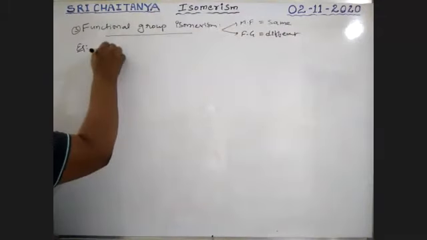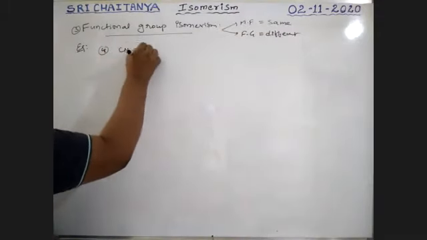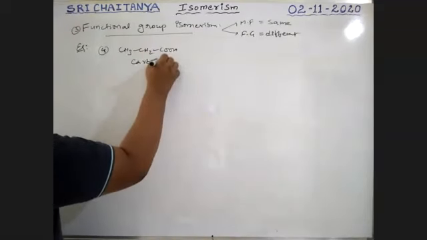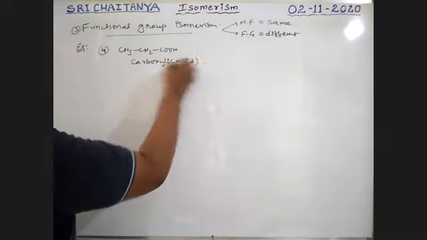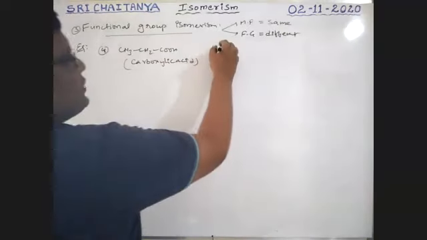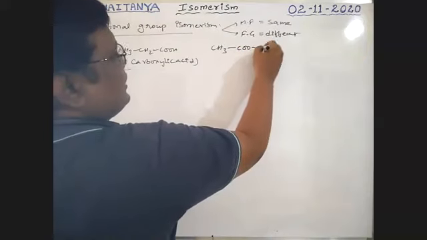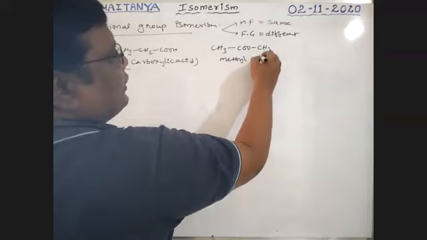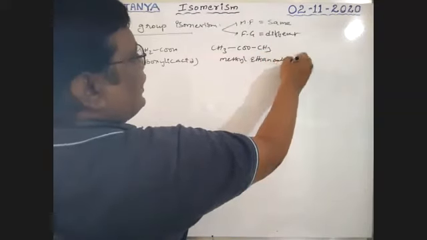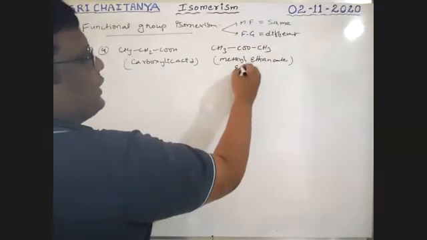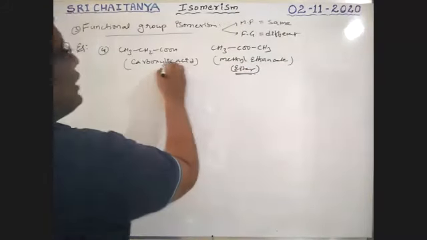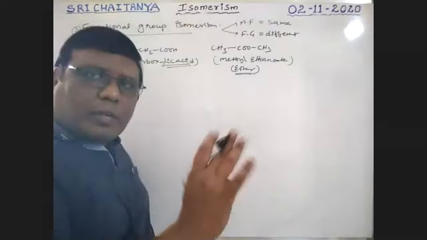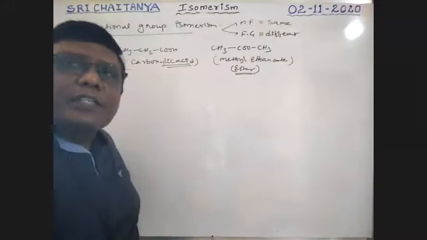Next, fourth one. CH3CH2COOH is a carboxylic acid. I am writing another compound with the same formula: CH3COOCH3, which is methyl ethanoate, an ester. So ester and carboxylic acid are functional isomers. Esters are converted into carboxylic acids, and carboxylic acids are converted into esters.